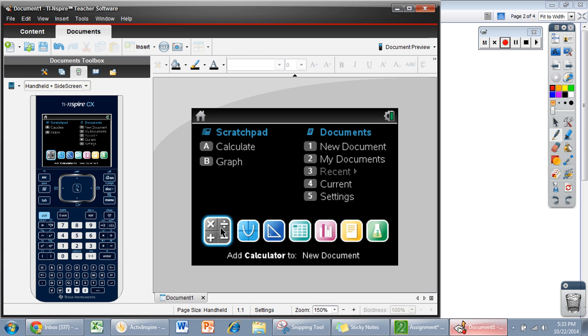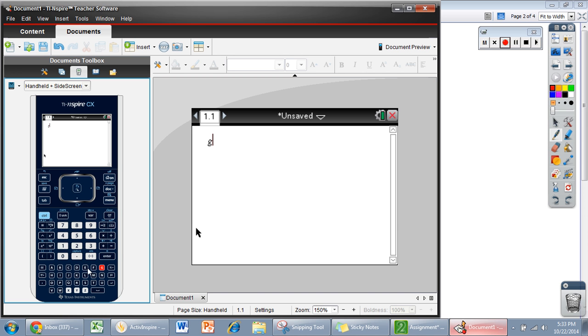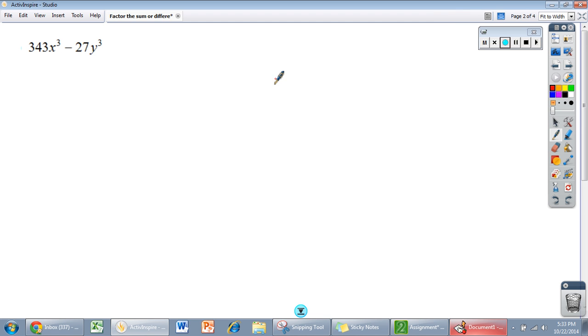I'm going to go to my calculator part, and type in GCD, parentheses, 343, comma, the second number, 27. We're just seeing if there's a common factor we should be factoring out up front. And we get 1, meaning other than 1 there is no greatest common factor or greatest common divisor. So let's go back to our problem.